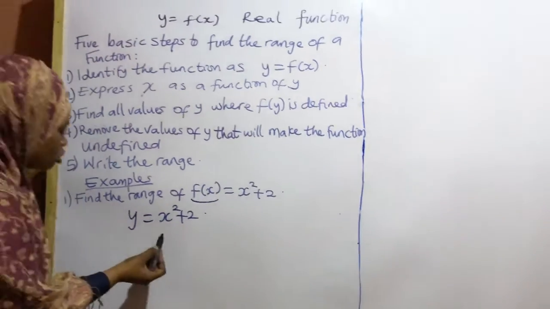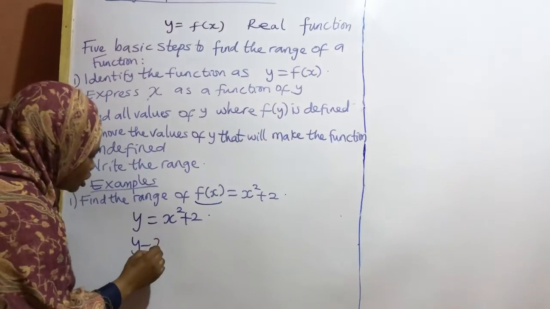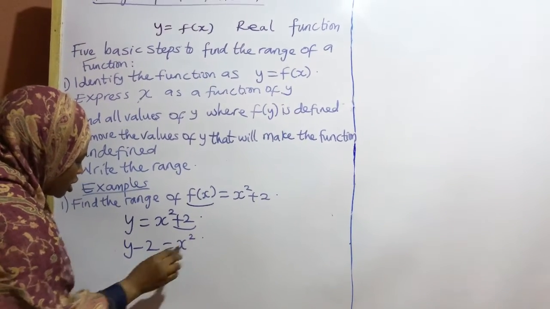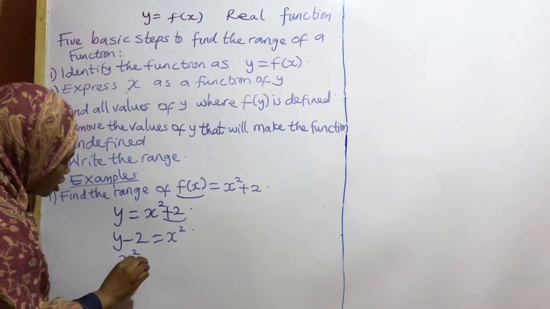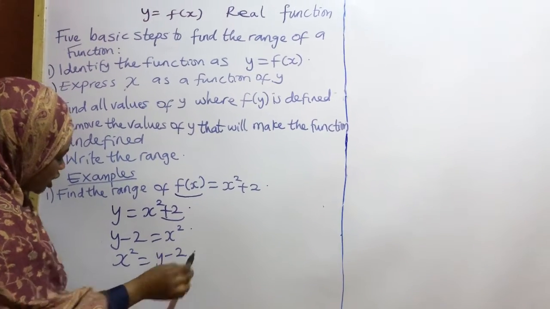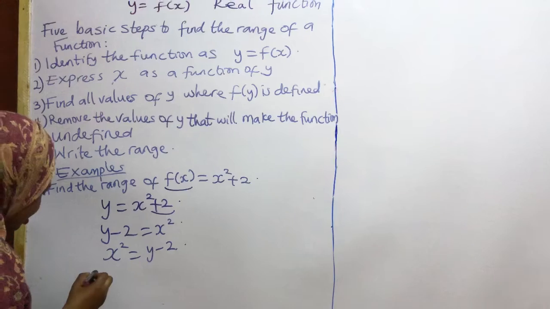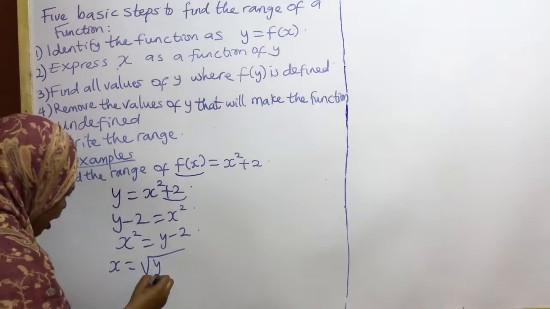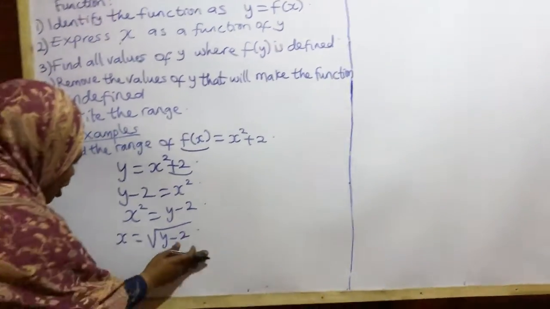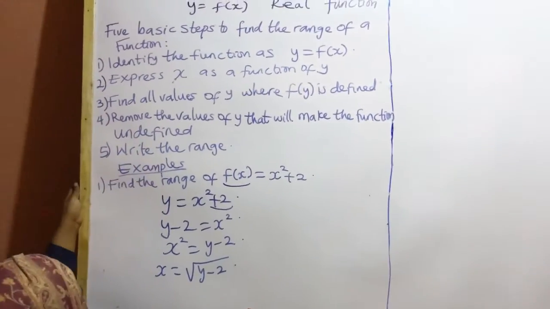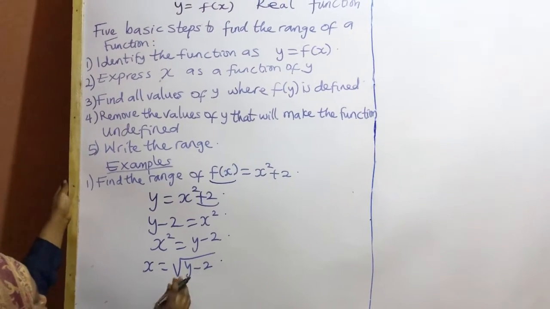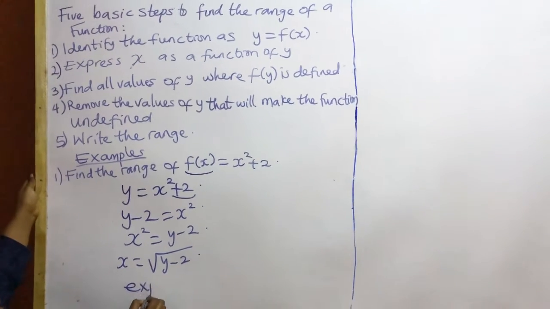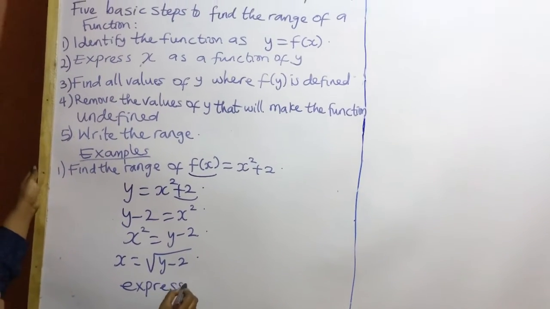formula, and then you do that by y minus 2, take plus 2 out, minus 2 is equal to x squared, and x squared is equal to y minus 2. Now, take the square root of both sides, so we have x is equal to square root of y minus 2. And when we did domain, we said that anywhere you see square root of any expression, that expression must be greater than or equal to 0.